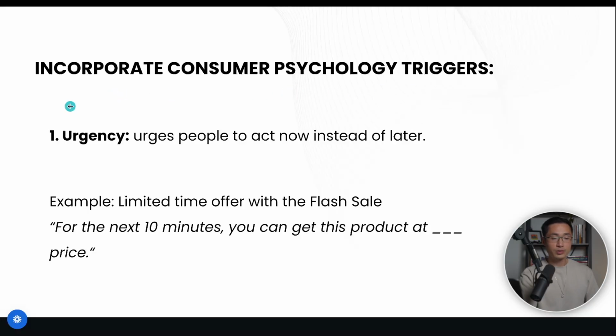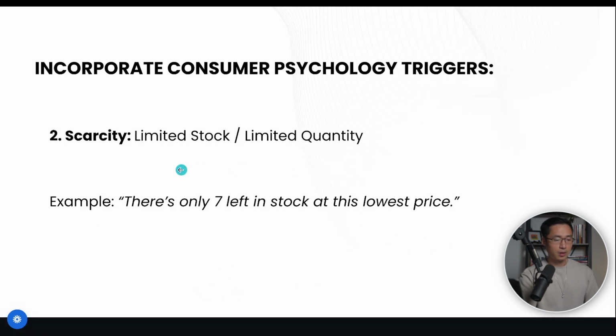There are 3 core triggers that we're going to talk about. The first one is urgency. This urges people to act now instead of waiting for later. An example of that would be a limited time offer with the flash sale. You can say something like, for the next 10 minutes, you can get this product at a specific price. The next one is scarcity, which means limited stock or limited quantity. An example of that would be, there's only 7 left in stock at this lowest price.